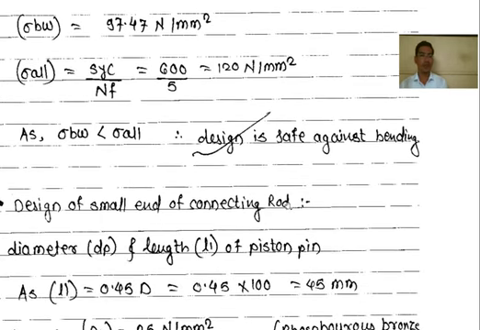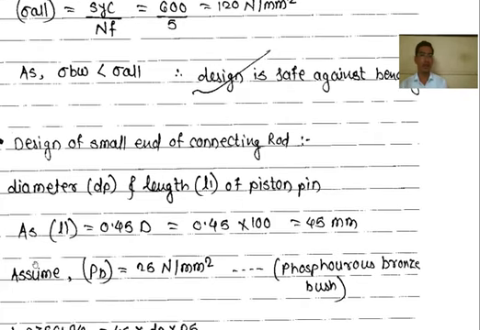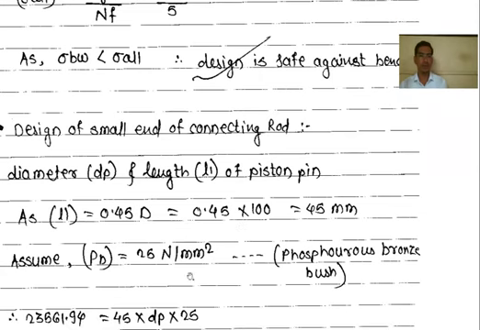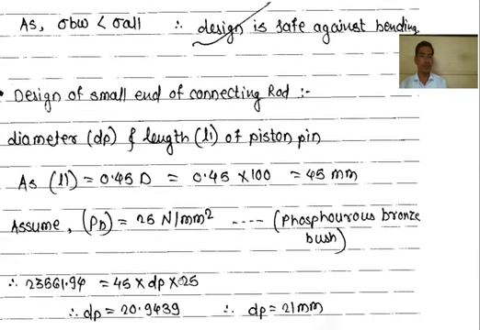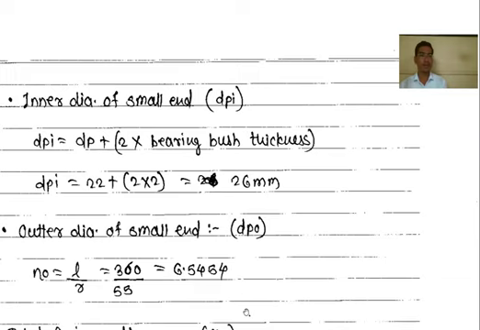Then the design of the small end of the connecting rod. So the diameter dp and length L1 of the piston pin. As L1 is 0.45 d, then L1 will be equal to 45 mm. Then assume PB is equal to 25. Therefore, DP is equal to 20.9439. So DP, the diameter of the small end, will be calculated as 21 mm. Next, the inner diameter of the small end DPI is equal to DP plus 2 times bearing bush thickness. So DPI will be equal to 26 mm.